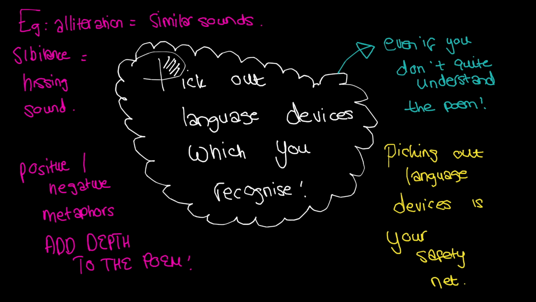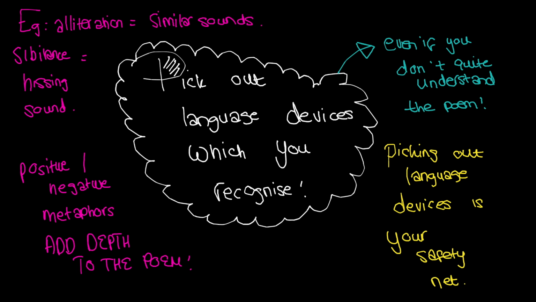So I've written here, even if you don't quite understand the poem, hopefully you'll have a gist of it. Hopefully you'll understand the words that are coming out to you. Or maybe if there's some repetition, you could underline that repetition. There you go, you've got a structural device. What word is repeated? Why is that word repeated? Remember, everything that a poet does is on purpose. And hopefully these language devices that you pick out should add more depth to the poem.